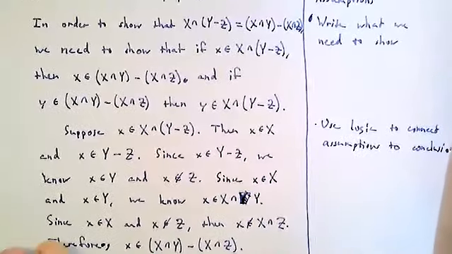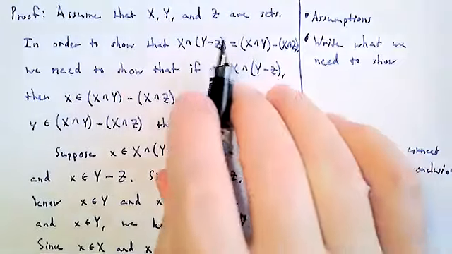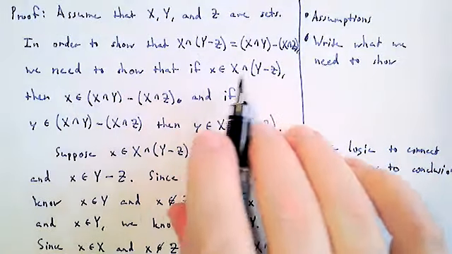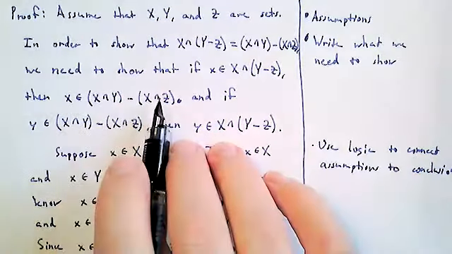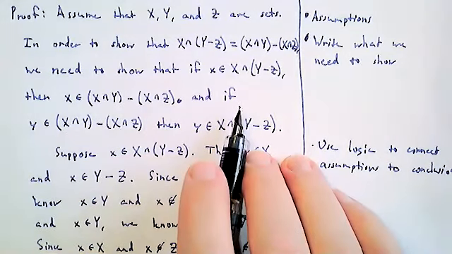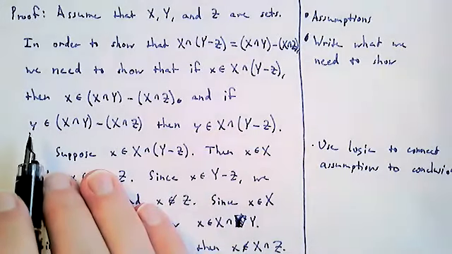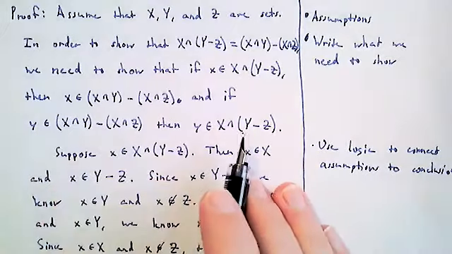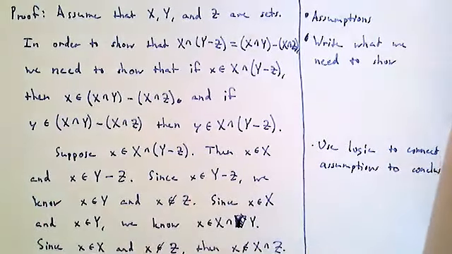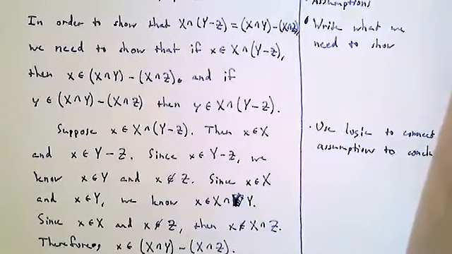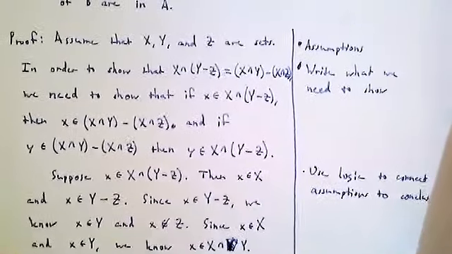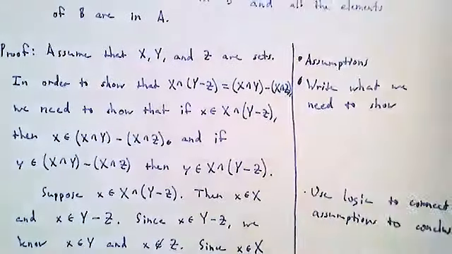We've shown that if little x is in the left-hand side, then it's in the right-hand side. Now we need to do the other part. Let's start with an element y in the right-hand side and show that it's an element of the left-hand side. So we'll need to go to some blank space and continue working.